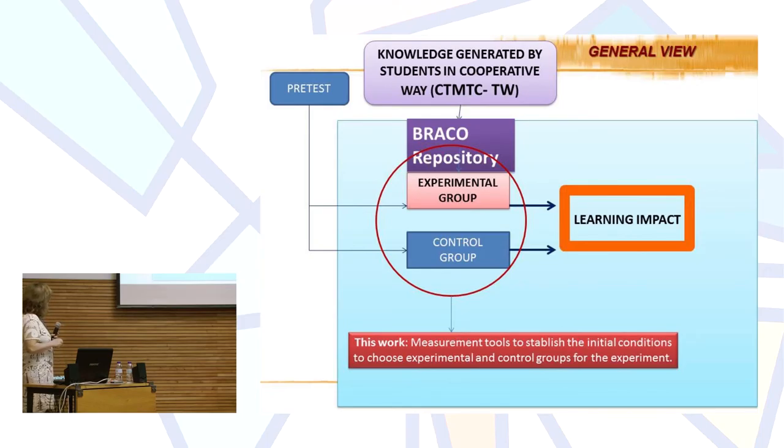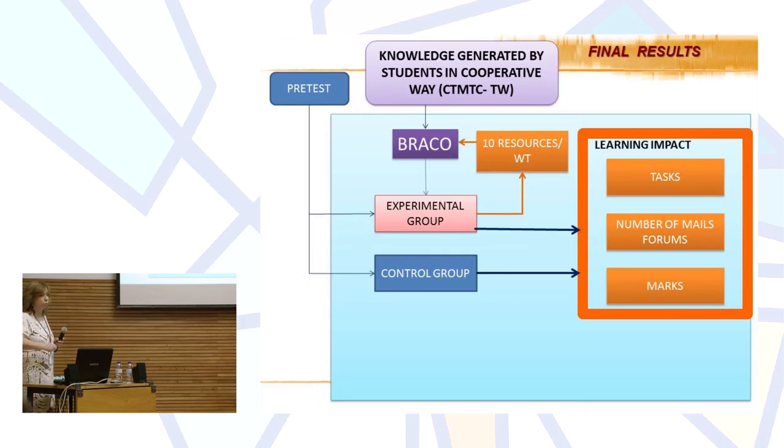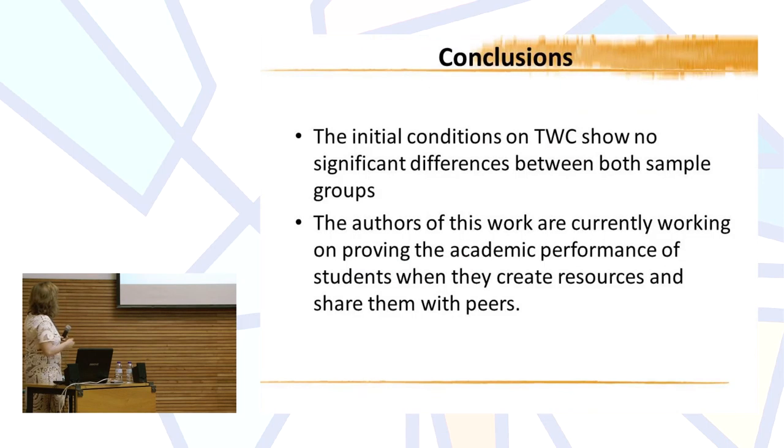And at the end, I want to mention that here in the paper you will see all of the data that we have used to determine these two groups, and these two groups are used to determine the learning impact. And in our case, the final results of this work are resources, because each team has created around 10 new resources in each spiral, and also we have focused our attention on the marks of the tasks during the teamwork process, also the number of mails, forums, and the final mark of the teamwork competences. They are the indicators to prove that the learning impact exists with this method.